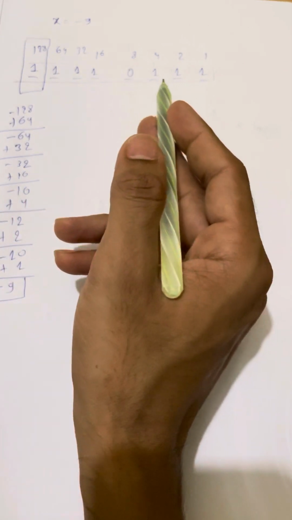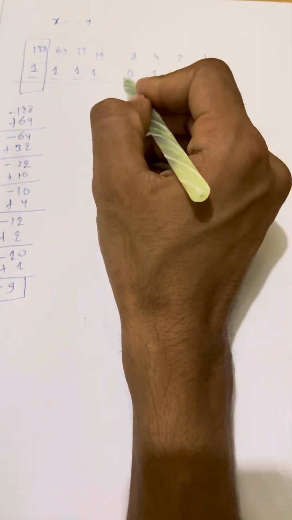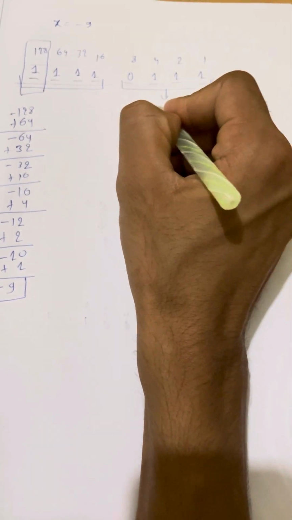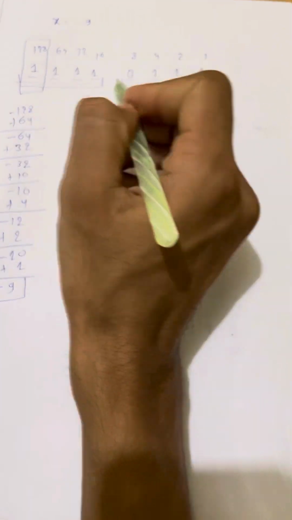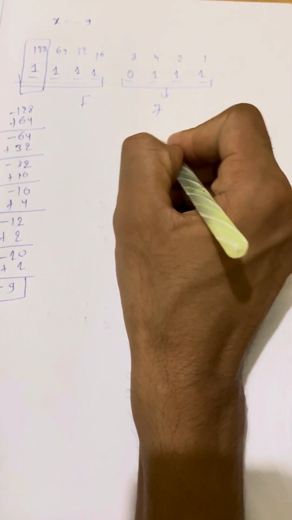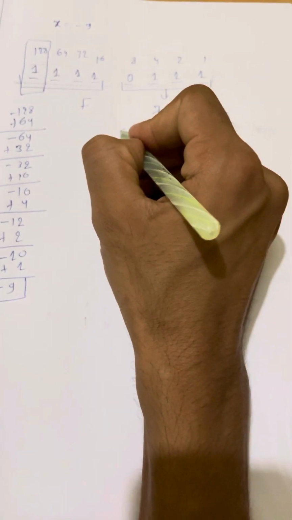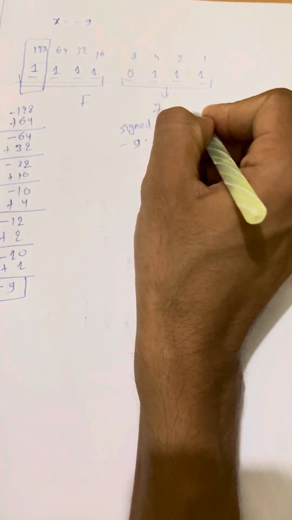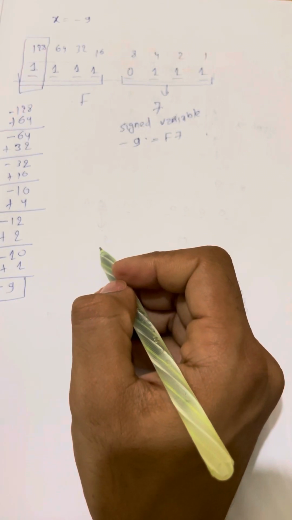If you want to convert to hexadecimal, it's simple. You have to take these 4 bits, these 4 bits. So these bits will be the 7 and this bit will be F. So in hexadecimal we can show -9 is equal to F7, for the signed variable.